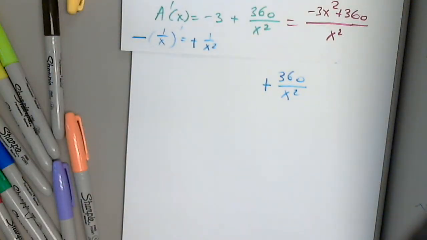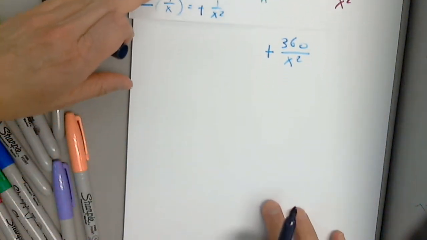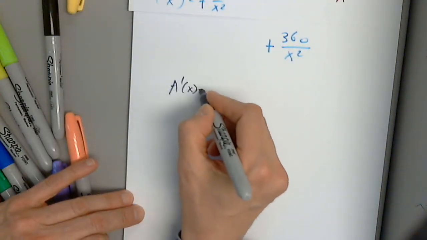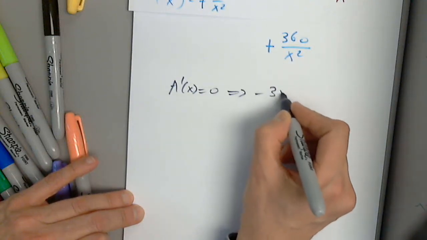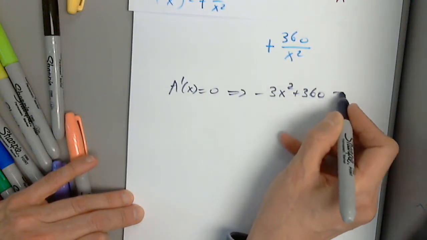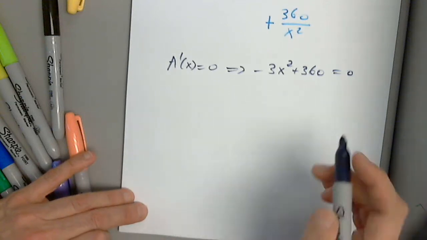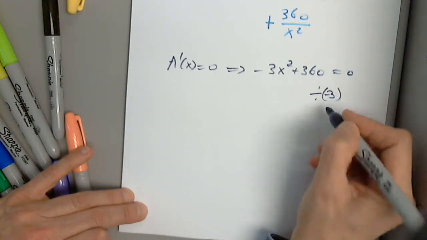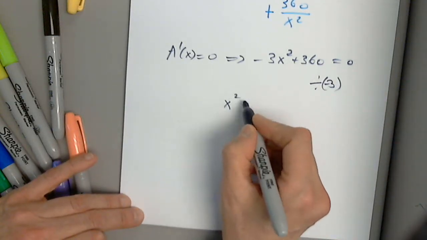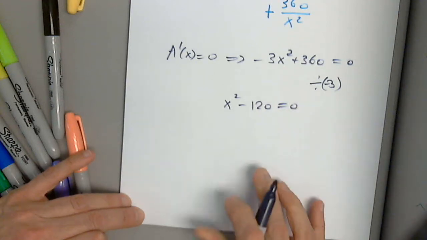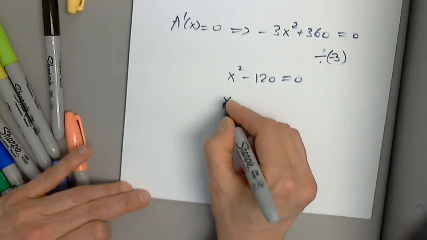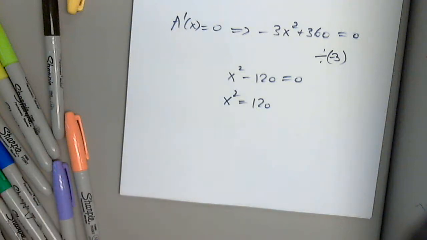What do we do next? We have the derivative. We have to set it equal to 0. Very good. So then A prime equals 0 means negative 3x squared plus 360 equals 0. Yes, of course, I will divide by negative 3. So I get x squared minus 120 equals 0, or x squared equals 120.